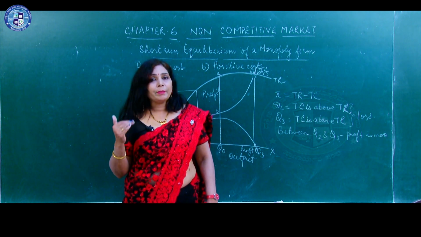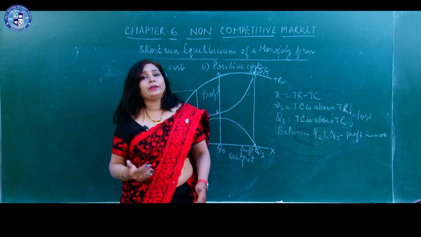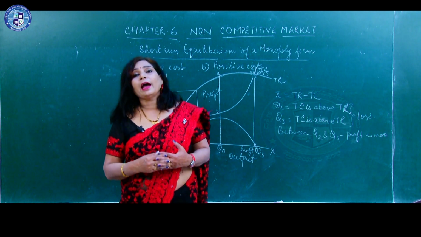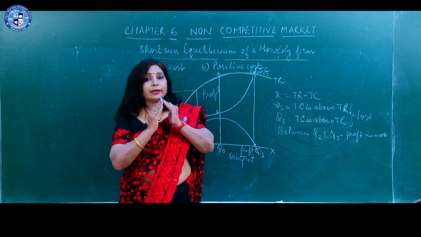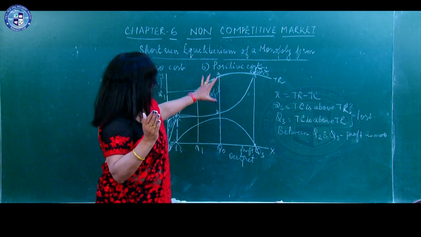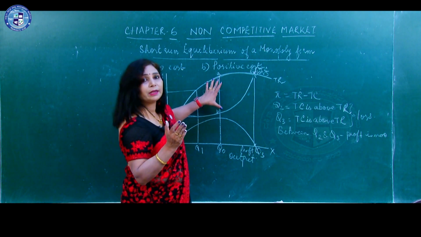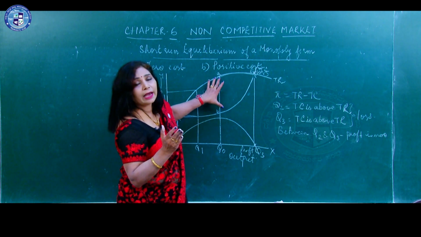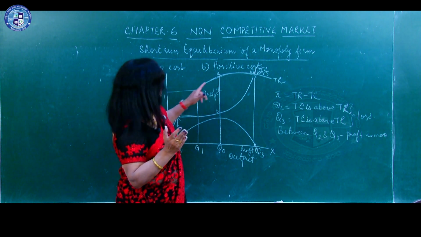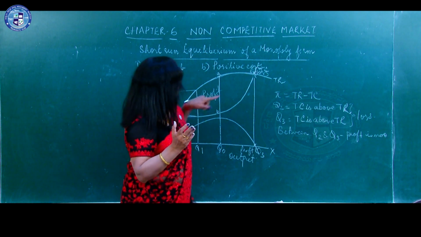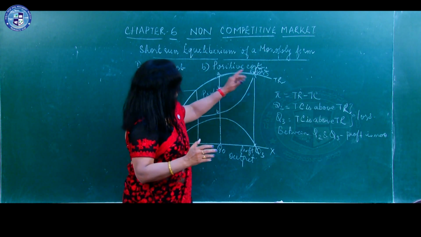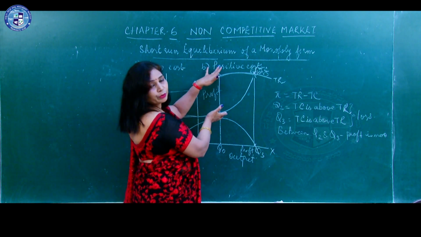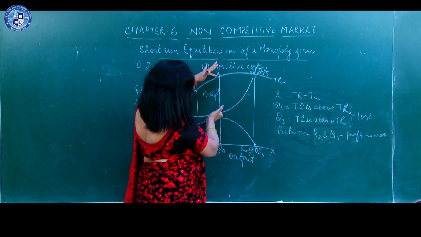So, remember the formula for the profit that you have studied: profit is equal to TR minus TC. The profit is maximum when the gap between the total revenue and the total cost is maximum. The points A and B show the highest gap, the highest difference we will find. This is the total revenue curve and this is the total cost curve, and you will find that the distance between the total revenue and the total cost is the highest, that is AB.